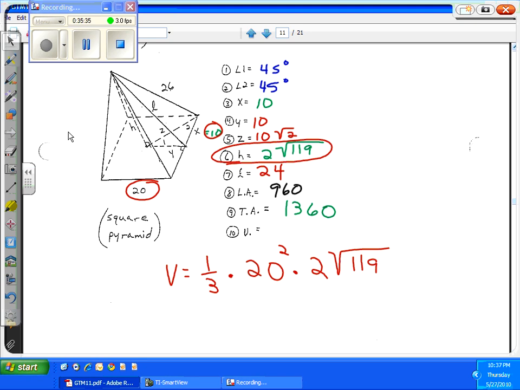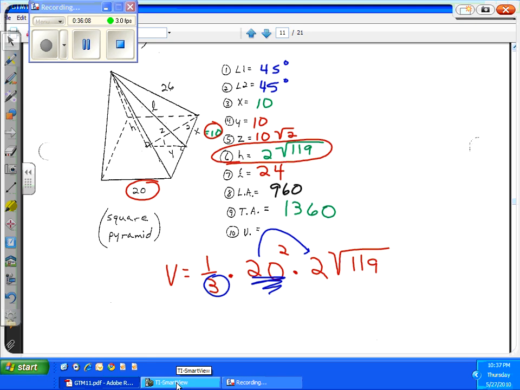Now remember that this is not a third of a cube because this thing's taller than a cube. The base is a square, but that doesn't mean that it was the same height as it was wide. Okay? So we're going to have 20 squared is 400. 400 times 2 is 800. And then we're going to have 800 divided by 3 times square root of 119.